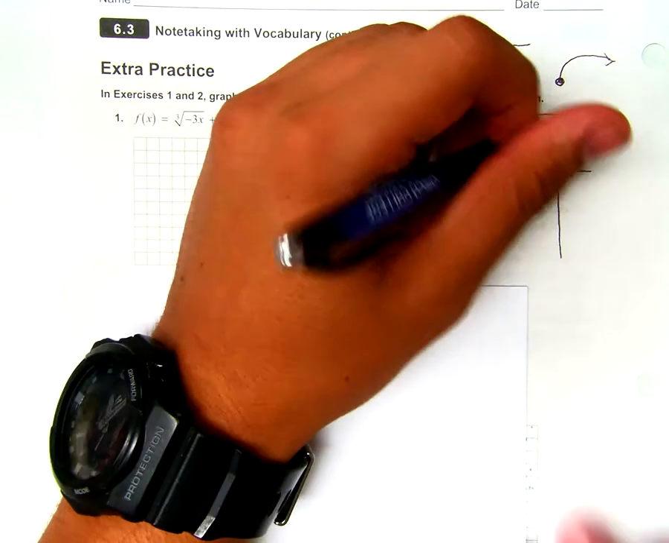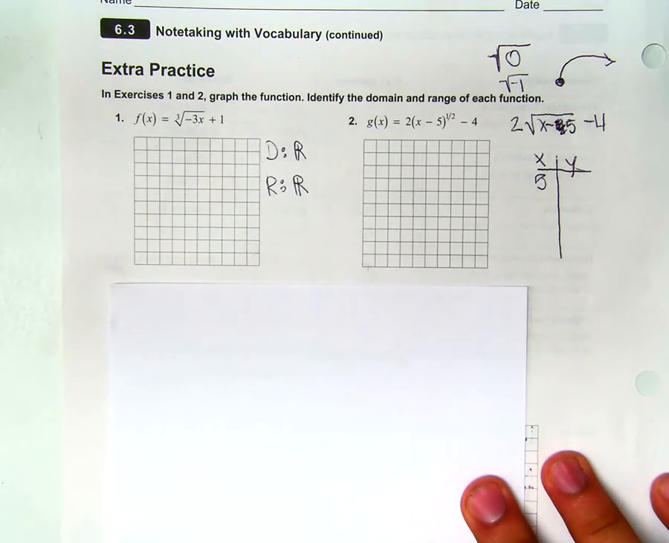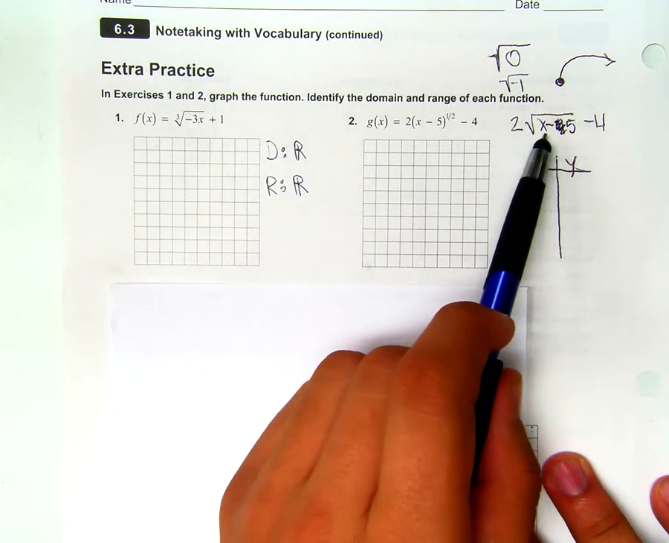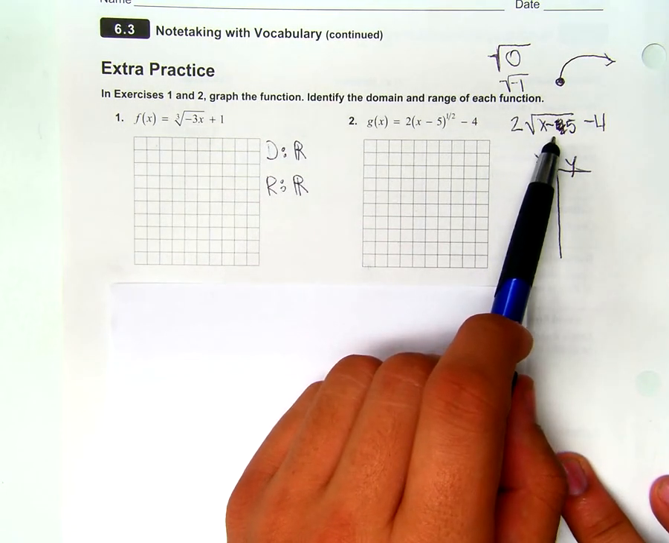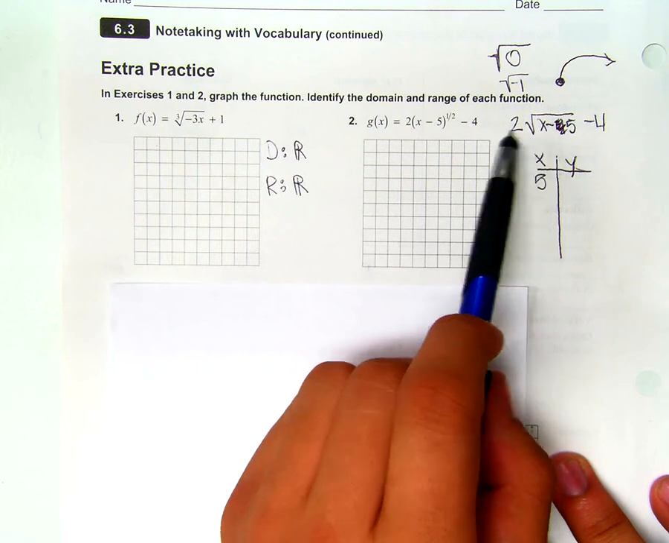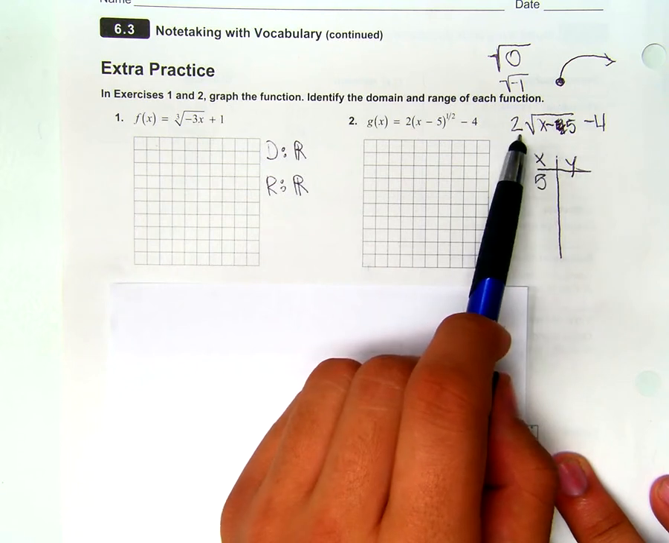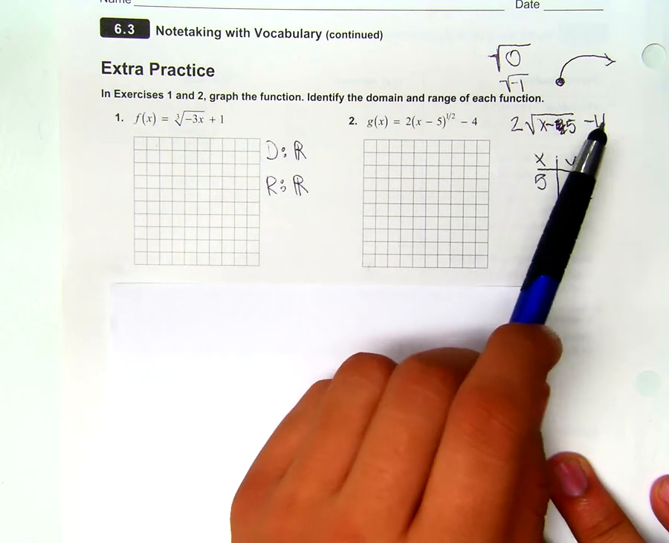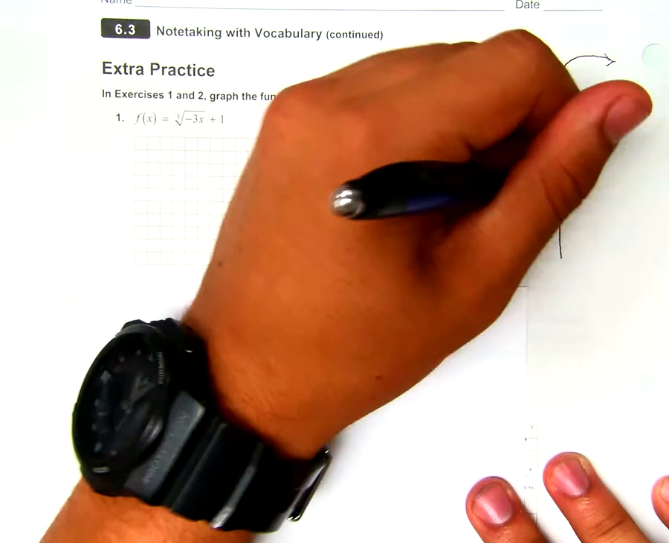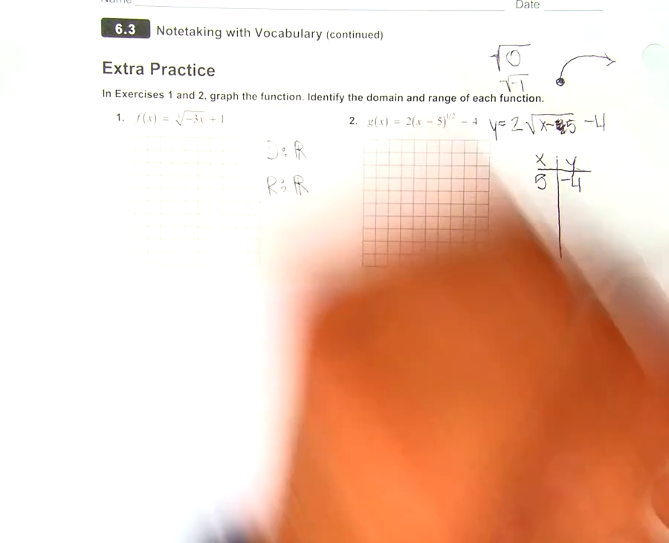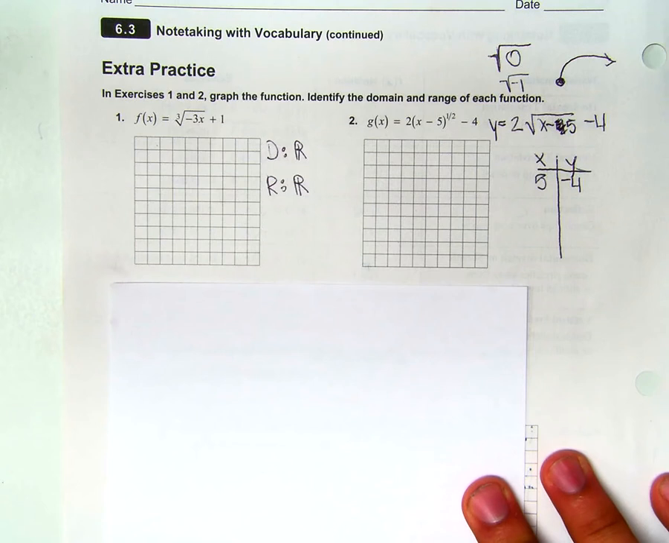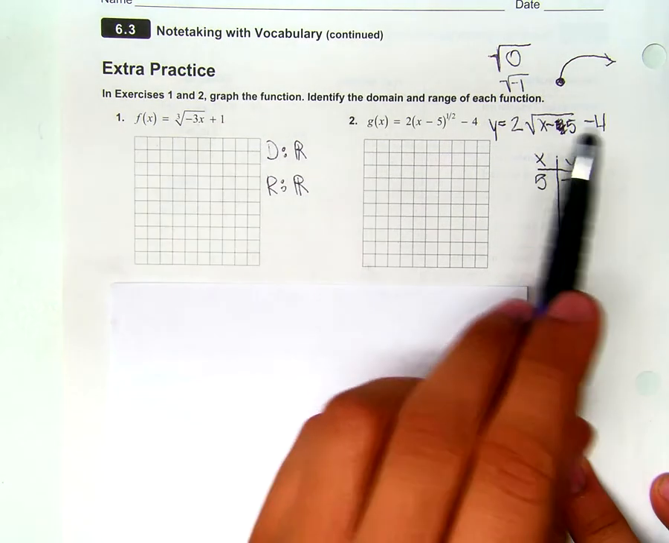So we're going to plug in 5. 5 minus 5 is 0. The square root of 0 is 0. 0 times 2 is 0. And 0 minus 4 is negative 4. So all I did there was plug in 5 for x and then figure out what that all equaled.